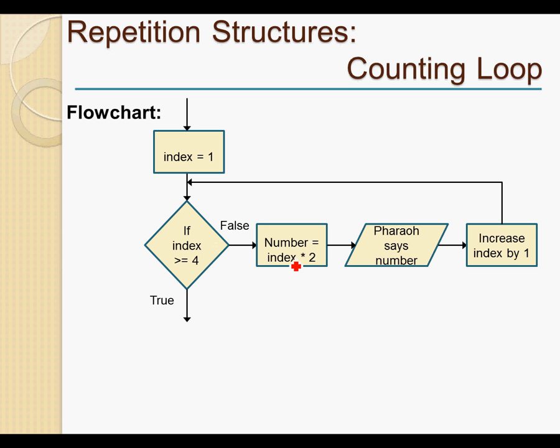So in this case I was multiplying my index times 2 and then outputting that value. I then increase my index by 1. So this is the step value. I increase by 1 and go check it again. I keep on repeating this until my index is equal to 4, in which case I finish my loop and continue on with my program.